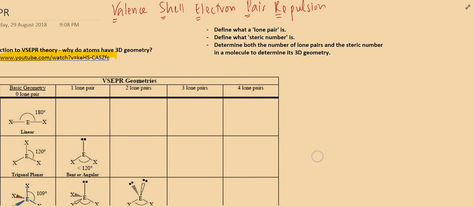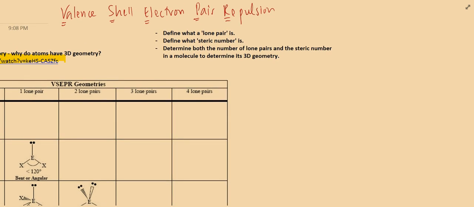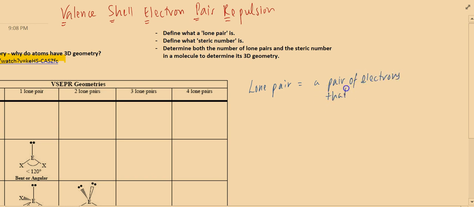So to define what a lone pair is a good place to start. Now a lone pair is basically a pair of electrons that are not involved in bonding. For example, water looks like this.